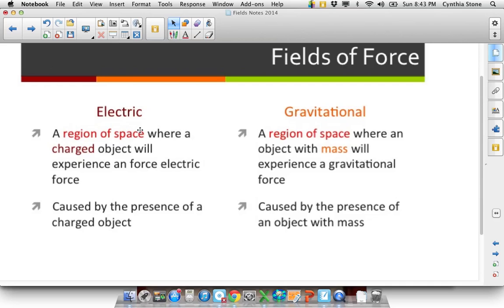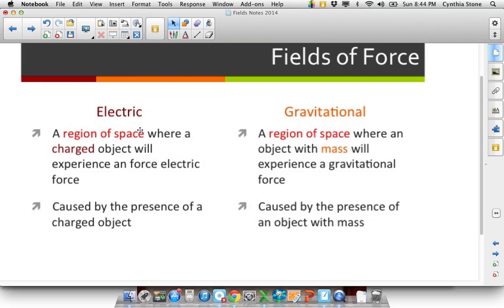They're both a region of space, but an electric force field is where some charged object will feel a force, right? So obviously there's some other charged object nearby creating an electric field. So I drop some little sphere in there, and it's going to wish it was moving towards or away from the originally charged object. And it's not that different than around an object with mass, right?